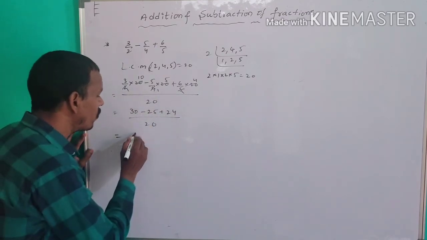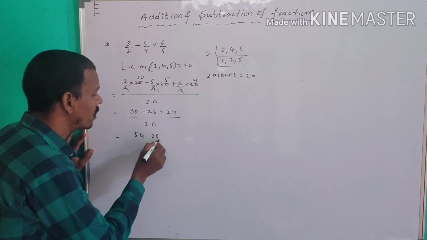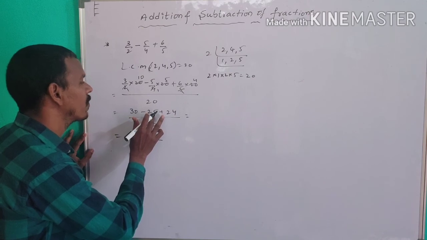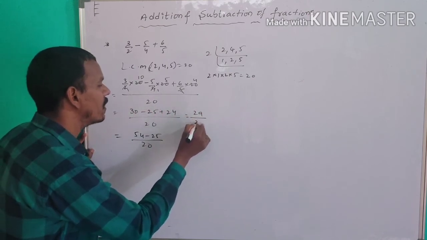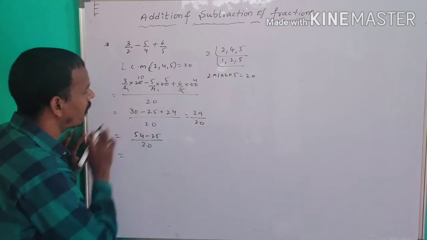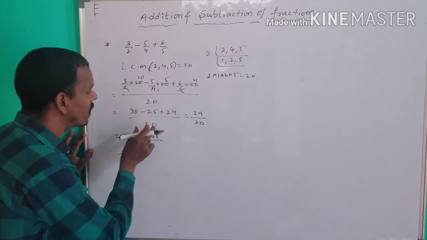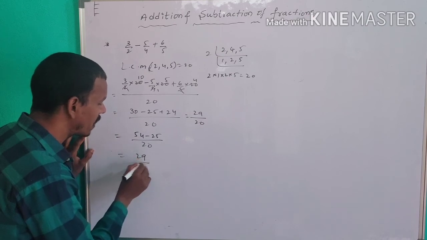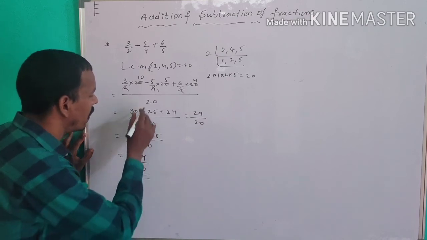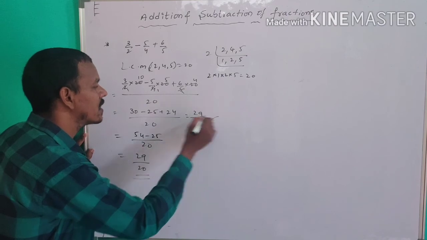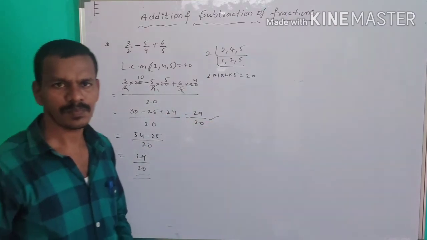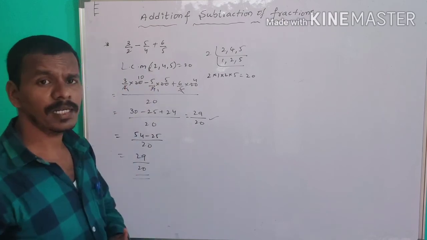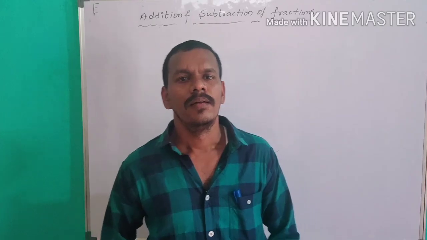So, 30 plus 24, 54, minus 25 by 20. Otherwise, we can follow this: 30 minus 25, 5, 5 plus 24, 29 by 20. So which are positives, we can add, 54 and minus 25. 54 minus 25, 29 by 20. Like this also, we can find the solution, or otherwise directly also we can find the solution. So, given any three fractions with addition and subtraction, we can solve like this.